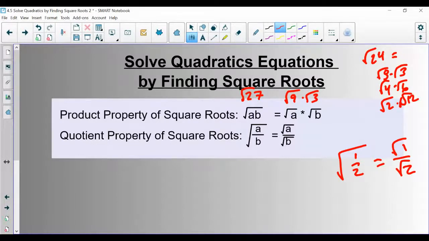However, we robbed Peter to pay Paul here. We fixed one issue, but we created another, because the first rule said that there cannot be any roots underneath our denominator or in our denominator. So we're going to have to fix that as well, but that is going to be the first step. When you have a fraction underneath your root, you're going to take the root of the numerator, divide that by the root of the denominator.